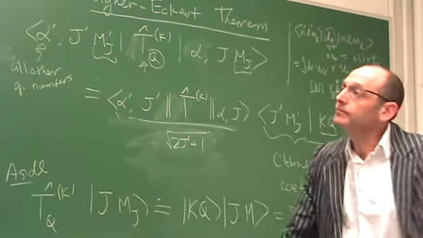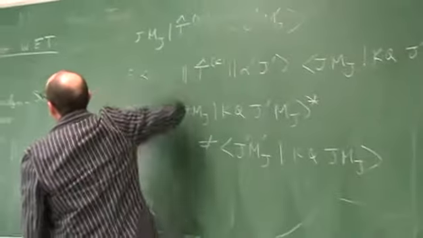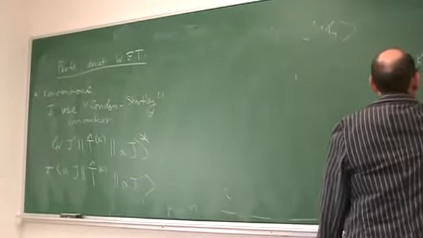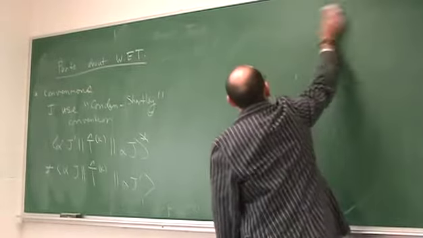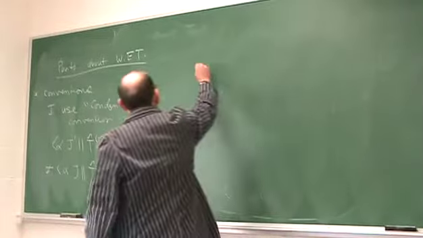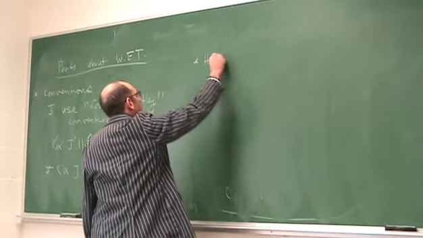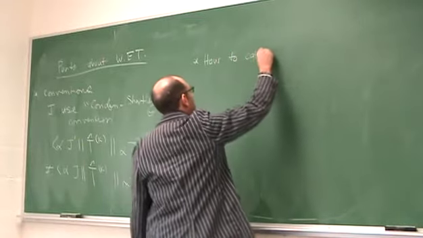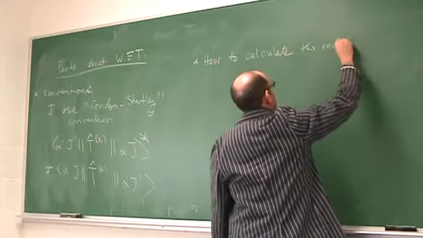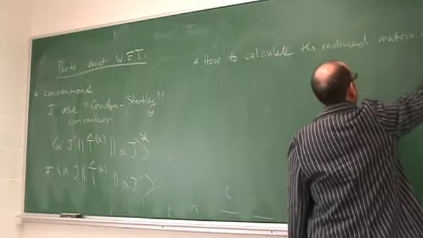So the other point, related to the question that Aaron asked, is how do you calculate the reduced matrix element then?